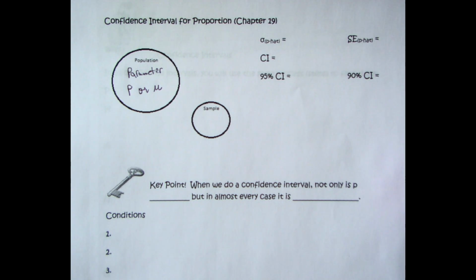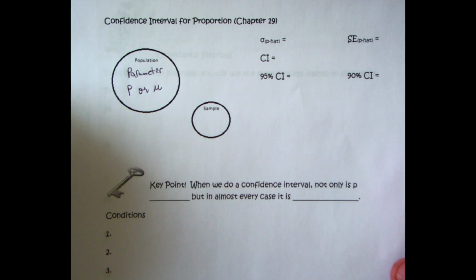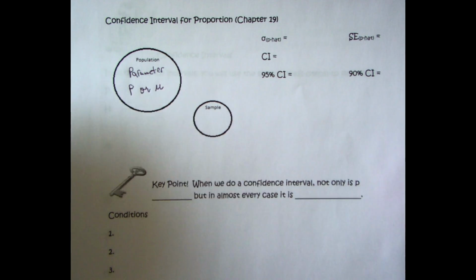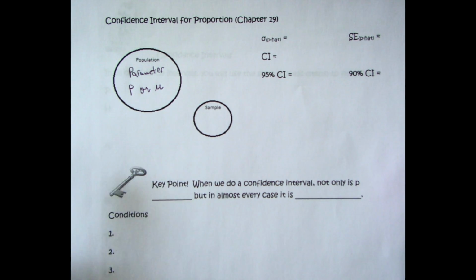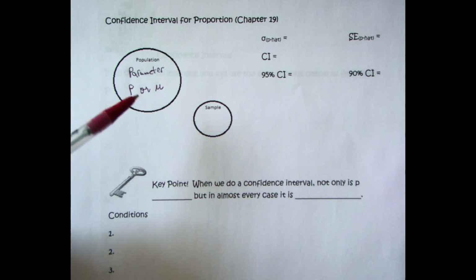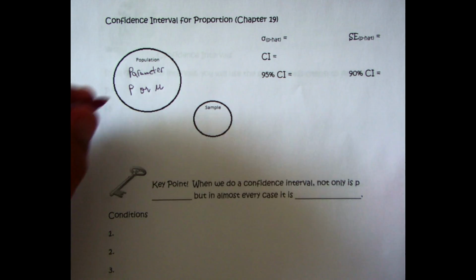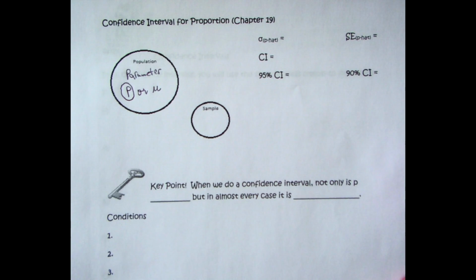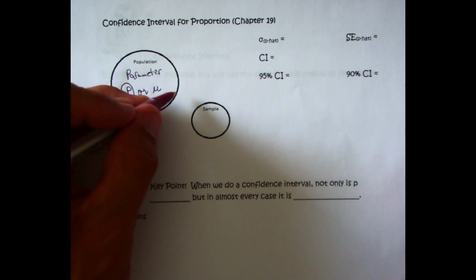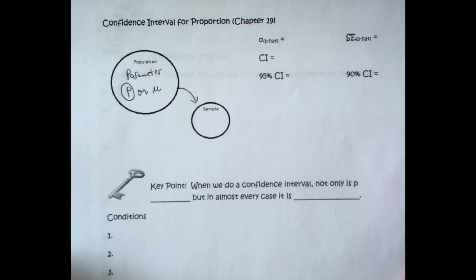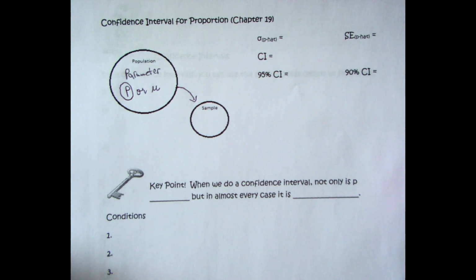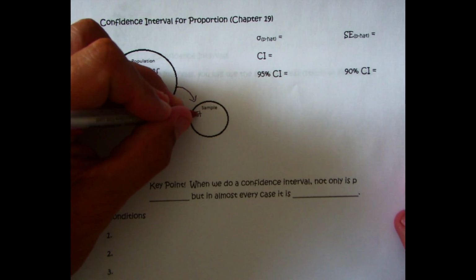So generally parameters are unknown, and in many cases they're not knowable. So when we do inference in general, we're not going to know what P is, and we're not going to know what mu is. So in this chapter and for this unit, we're going to be concentrating on P, where we're dealing with proportions. Well, from our population, we do a sample. And in our sample, we get what we call statistics.